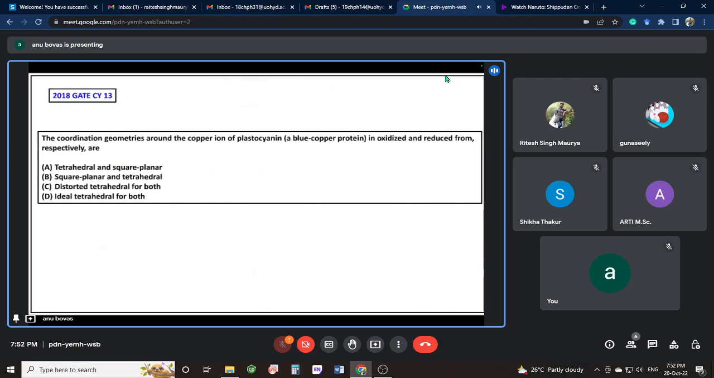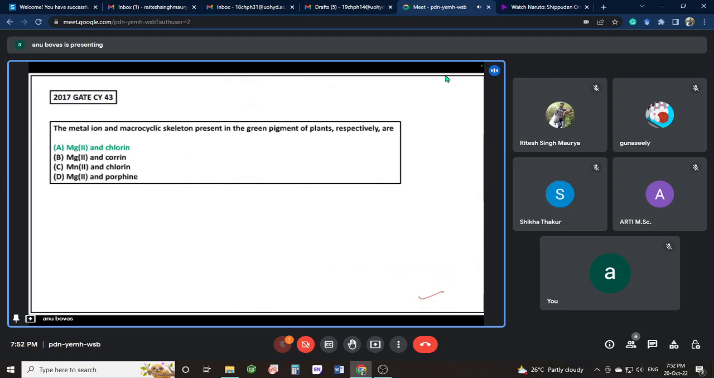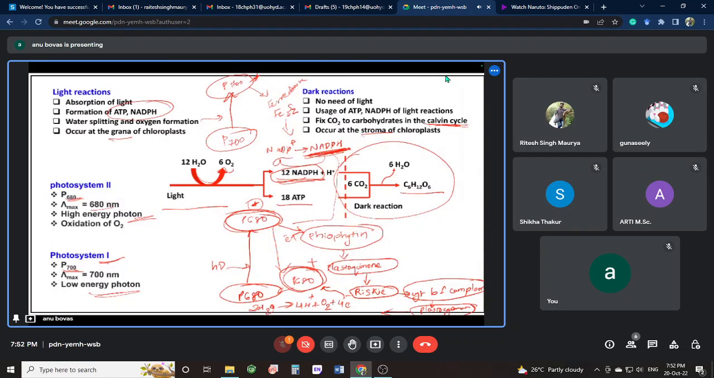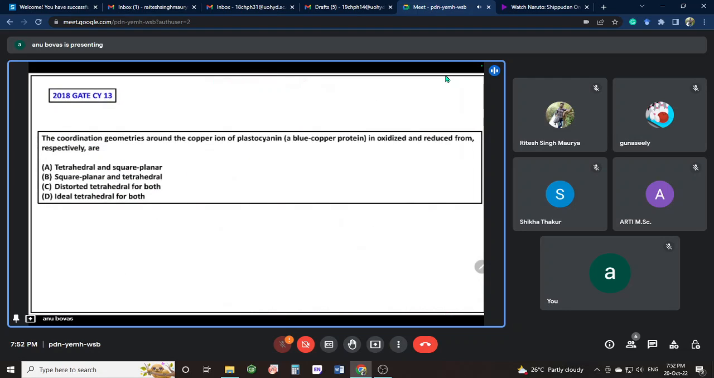Now, plastocyanin. In the last class, when we wrote about the photosystems, we learned that plastocyanin comes, which will give an electron to photosystem 1, P700. So there is a question related to plastocyanin, which is a blue copper protein. They have asked: the coordination geometries around the copper ion of plastocyanin in oxidized and reduced form respectively are, and some geometries are given to us.